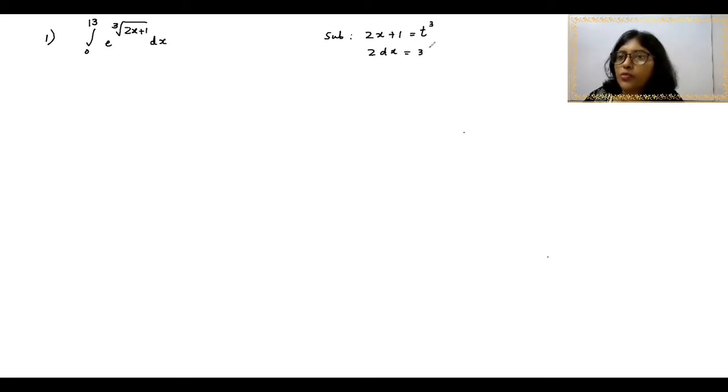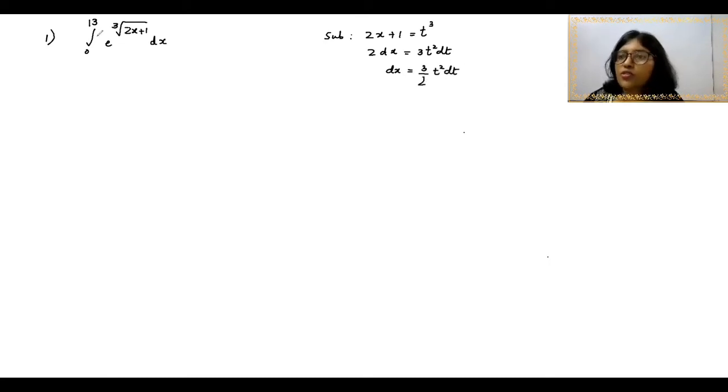Okay, question 1 is the integral from 0 to 13 of e raised to cube root of 2x plus 1. So because it is cube root, let us substitute 2x plus 1 as t cube. Differentiating on both sides, we have dx is equal to 3 by 2 t square dt.